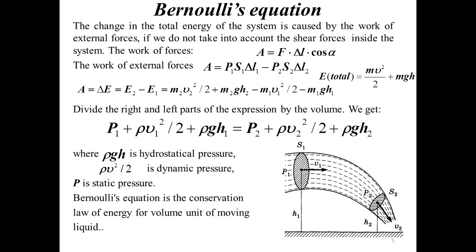If we gather all quantities with the same indexes together and divide our expression by volume, we obtain such an expression where ρgh represents hydrostatic pressure, ρv squared divided by 2 dynamic pressure, and P is static pressure. This equation we call Bernoulli's equation, and it represents the conservation law of energy for unit volume of moving liquid.